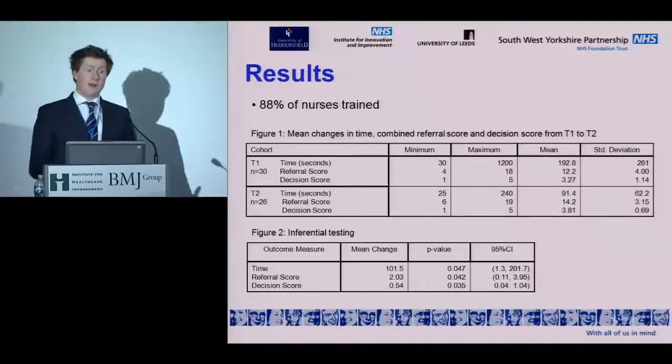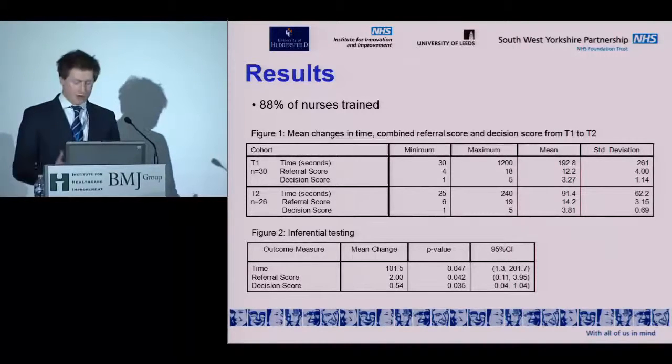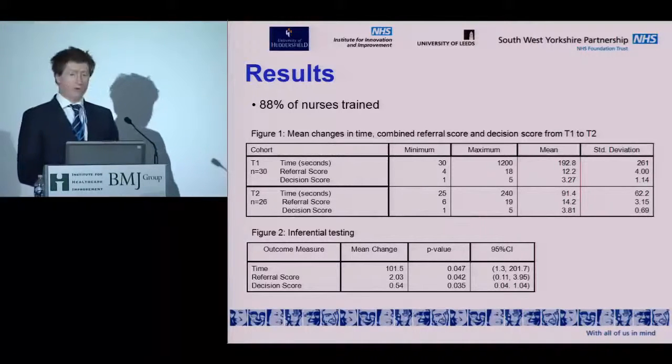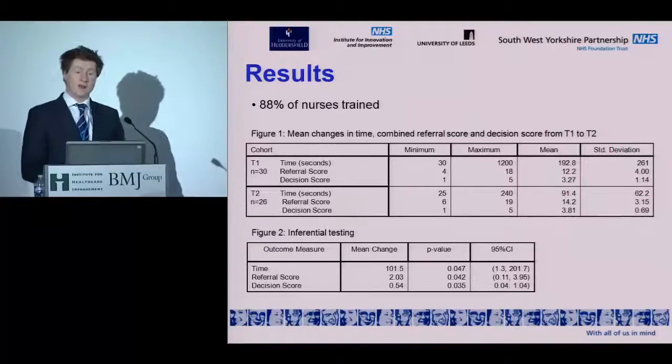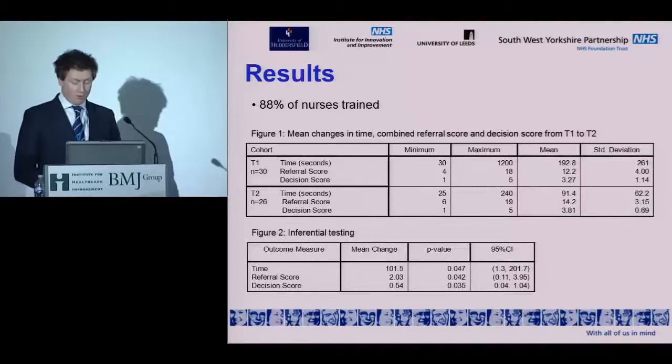Junior doctors, when filling in the forms, of course, responded with mixed views, because it's quite a subjective thing. But the mean referral quality score, so the judgment of how well the referral met the SPAR headings, also improved by an average of 2 points post-training, which is again significant with a p-value of 0.042. The mean score on how well junior doctors felt able to make a clear decision also improved by 0.5 points post-training, which had a p-value of 0.035. The variability of all the data reduced post-training as well.